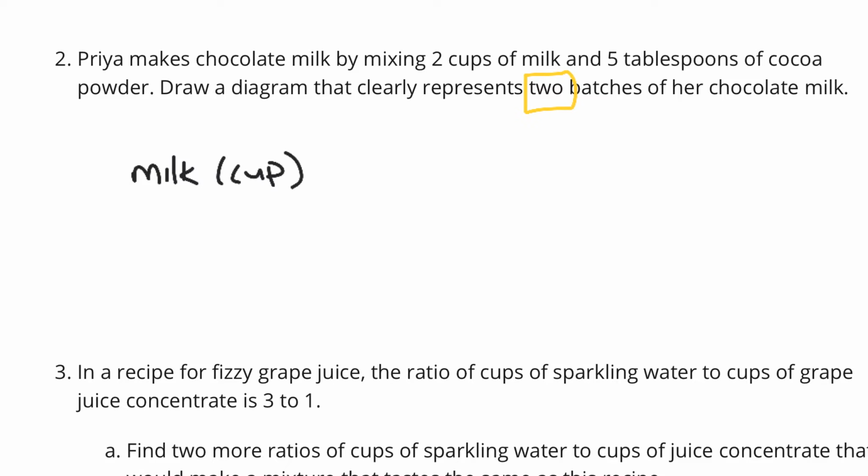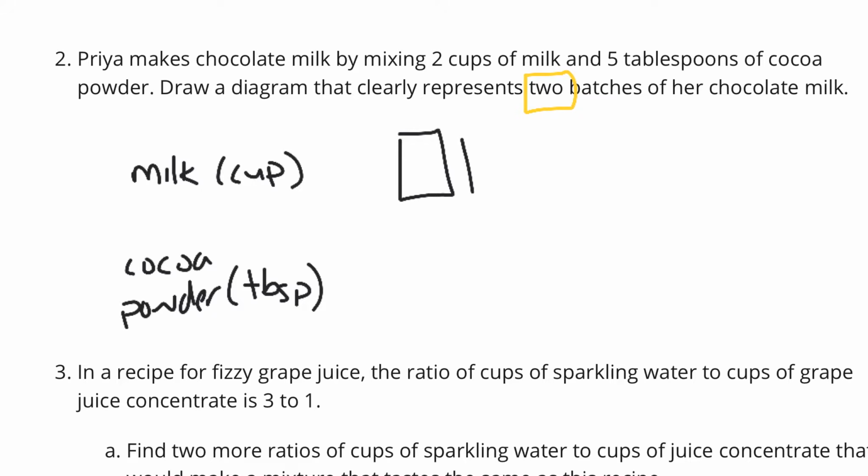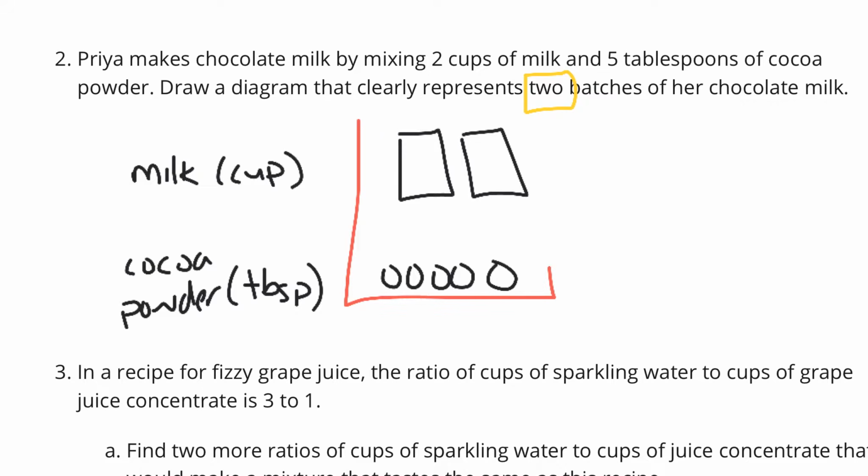And then we'll have our cocoa powder. And this is going to be our units of, let's see, it says tablespoons. We have 2 cups of milk with 5 tablespoons of cocoa powder. And so here's one batch clearly drawn.